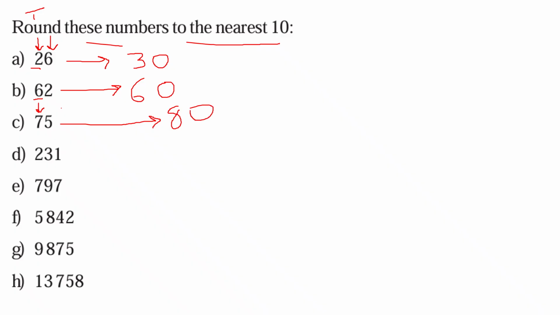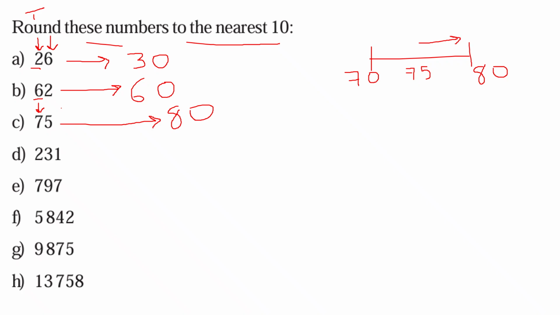Technically, if you put it on a little bar model, it is equidistant. I can't deny that, but it's convention that tells us that if it's 5 or more, we round up, and 4 or less, we round down. So it's convention that teaches us that. So just learn that for your exam or your test.